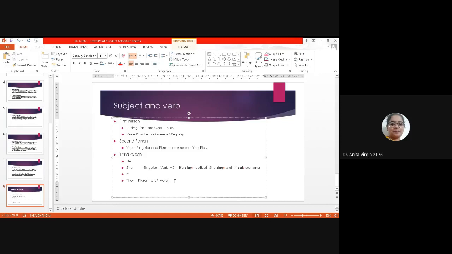Keeping this as your basic, you can find out the error easily. Now you got it. So for everything, the verb will be only play. Only for this third person singular, we have play plus S. Got it? So this is one way of understanding this concept. Let me share your text again.